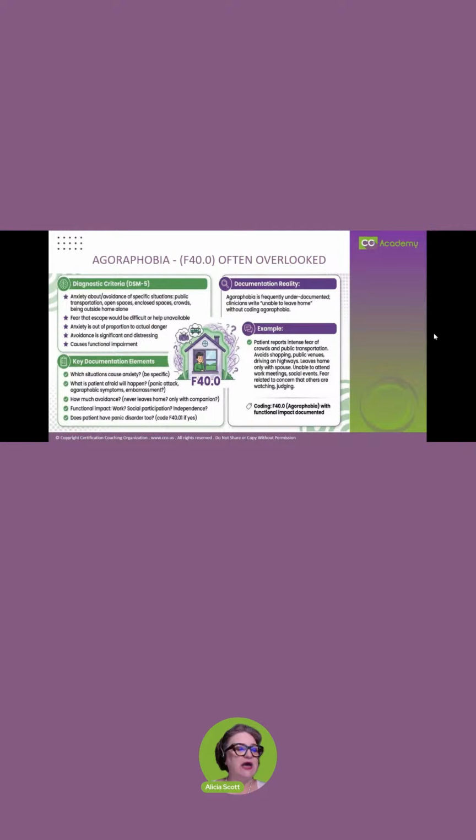Okay, agoraphobia. That's going to be F40.0, and it's often overlooked. Here's the documentation reality. Agoraphobia is frequently underdocumented. Clinicians will write, unable to leave home, without actually coding or documenting agoraphobia. And that's a missed opportunity because this is actually a specific diagnosis with specific criteria.